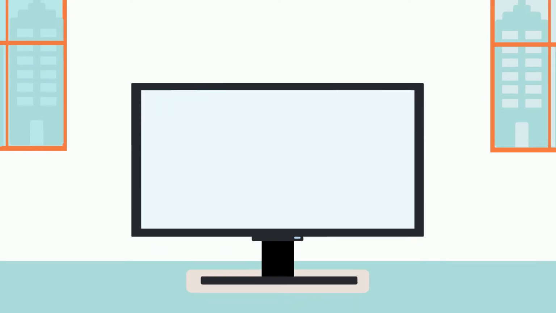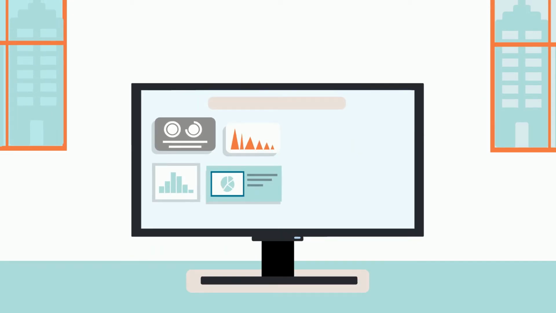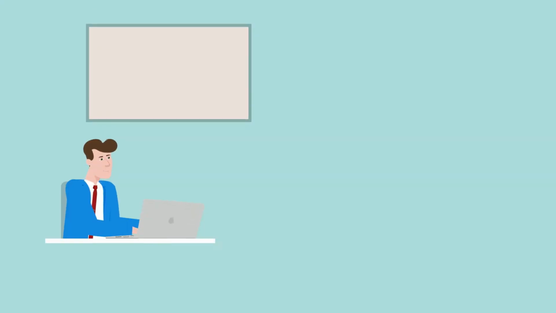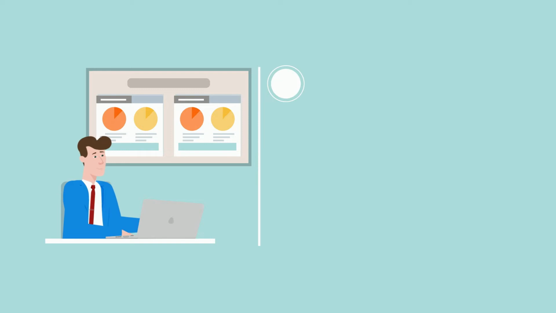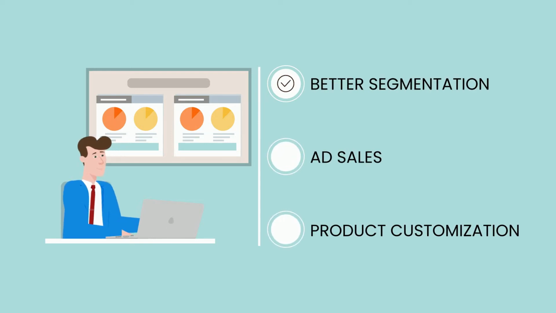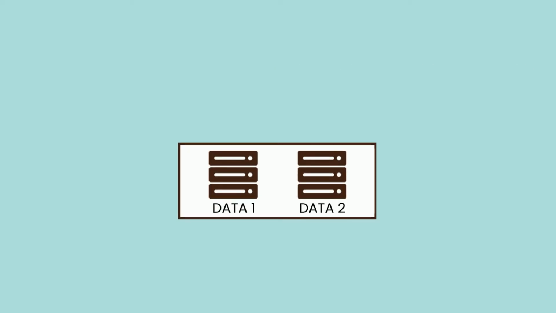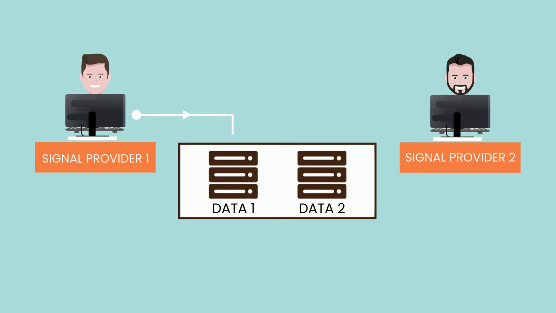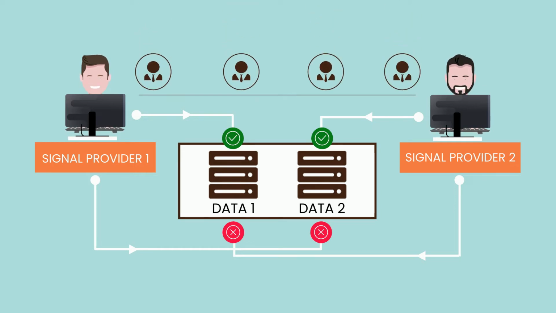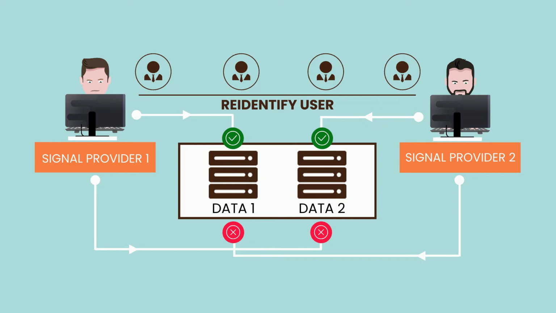We leverage this encrypted data to provide ultra-fast, in-depth reporting at low costs. This reporting can be used by a signal provider to better understand their own audience, based only on their own data, for better segmentation, ad sales, and product customization. Any given signal provider can derive insight from the data that they provided to Intuizi, but not from that provided by other signal providers, which Intuizi has processed on their behalf, and they can re-identify users as they have the legal basis to do so.